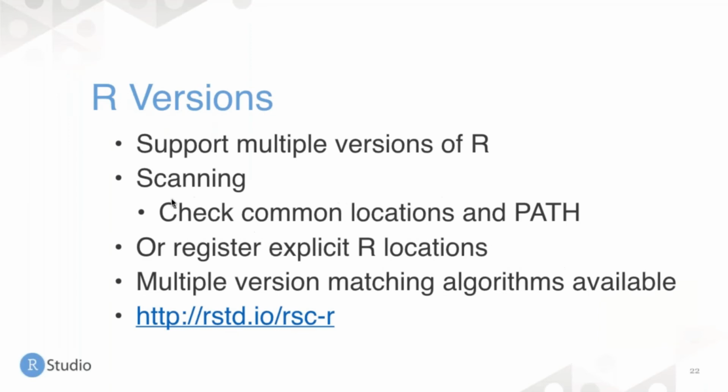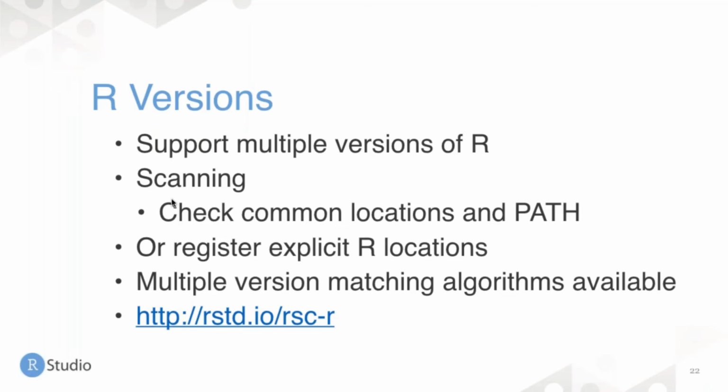If you were unaware, we do support multiple versions of R. By default, at startup, we're going to scan the most common locations for R and also look at the path to try to find the versions of R that you have provisioned on the server. If they're not in the most common locations, or if you have R in a custom directory, you can register those explicit R locations wherever they are on your server. And all of this is documented in the admin guide at the link that I referenced below.